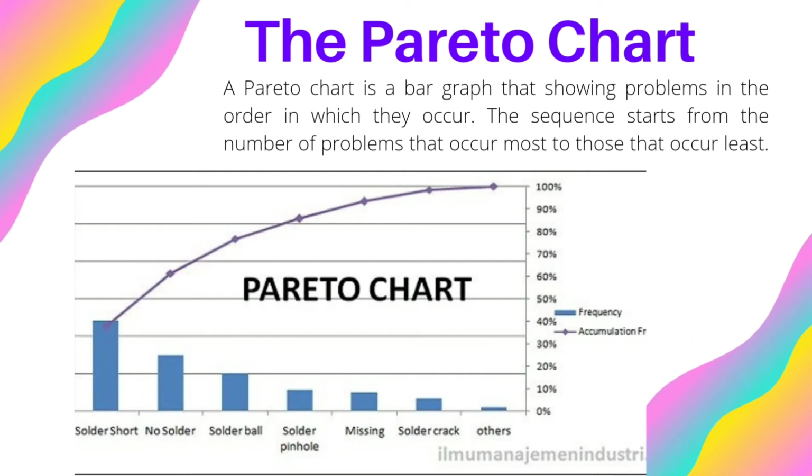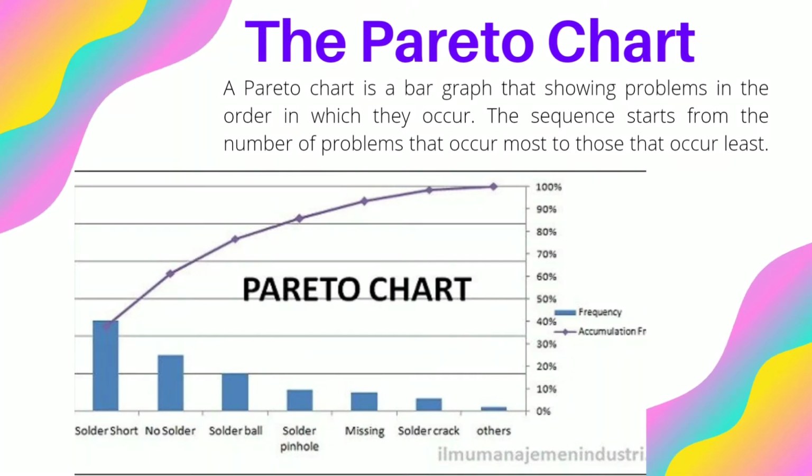A Pareto chart is a bar graph that shows problems in the order in which they occur. The sequence starts from the problems that occur most to those that occur least. In the graph, it is indicated by the highest bar on the left to the lowest bar.